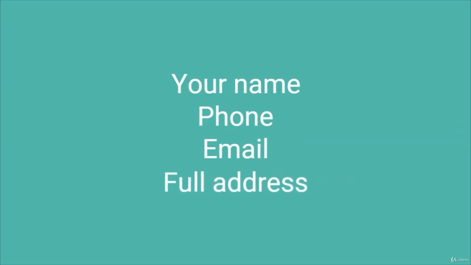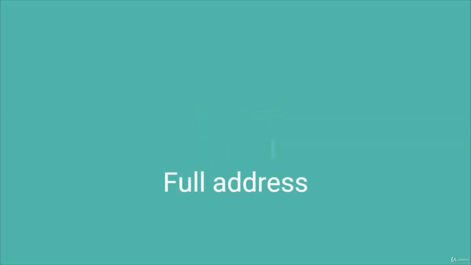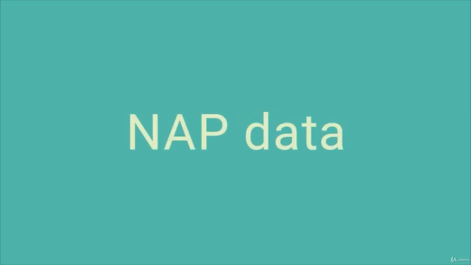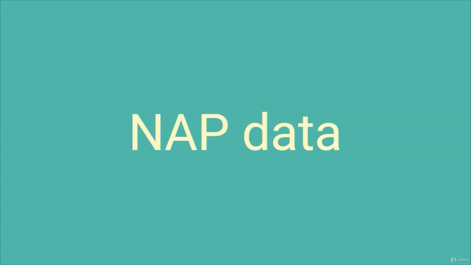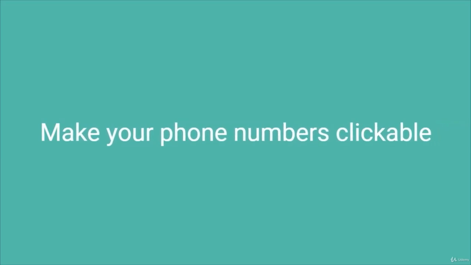On your contact page, you should display your name, your phone, email, and your business's full address. Your name, phone, and address details together are also commonly referred to as NAP data, though your email isn't. We will explain NAP data and why it's so crucial to local search in more detail shortly. Make sure your website contact details are clearly displayed, current, and accurate, so people can get in touch with you without any issues.